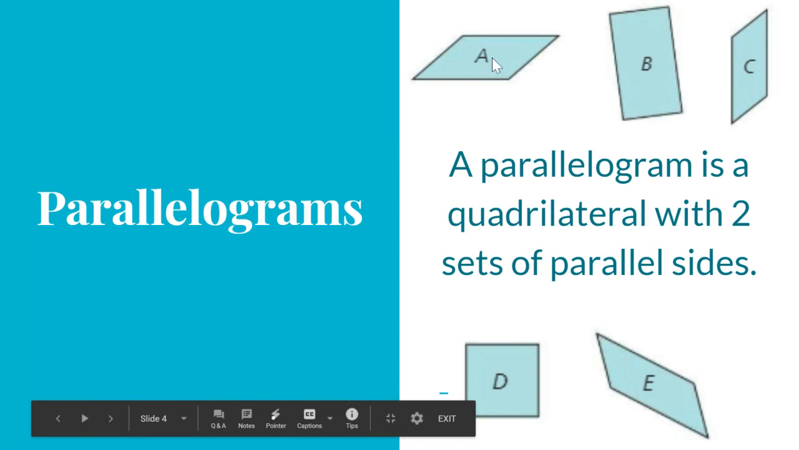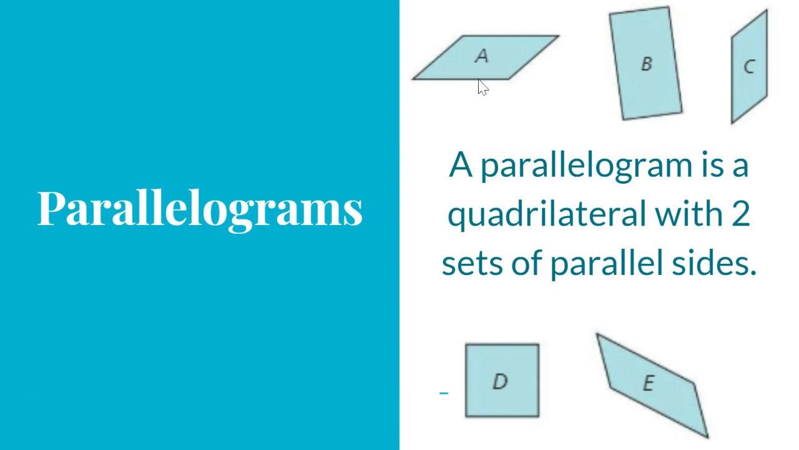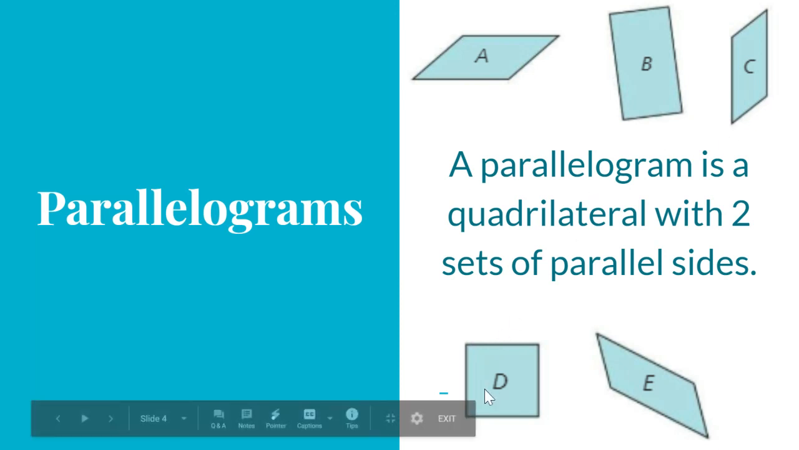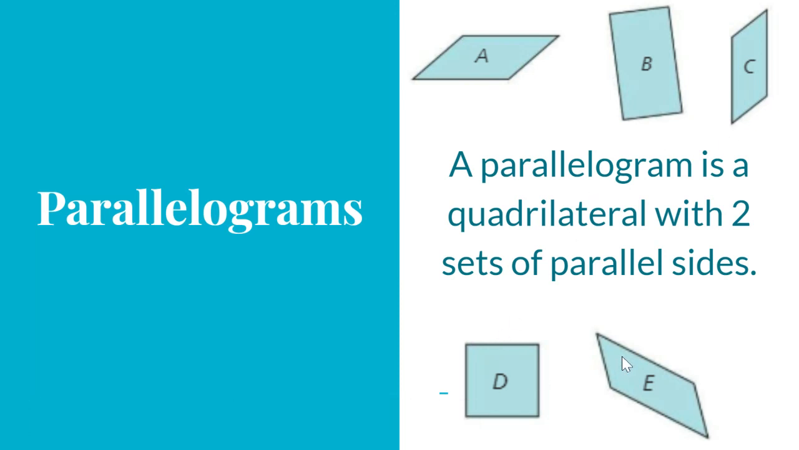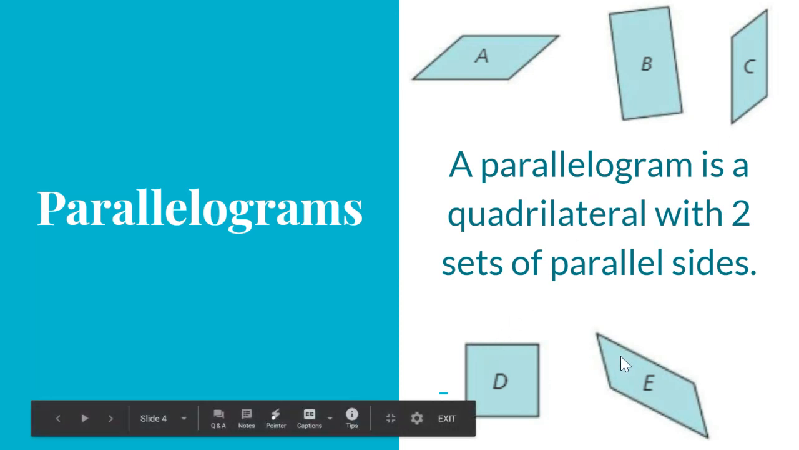Let's look at A. This side is parallel to this side. It's never going to cross. This side is parallel to this side. These two lines will never cross. Therefore, this is a parallelogram. The same thing goes with all of the rest of these. They have two sets of parallel sides.